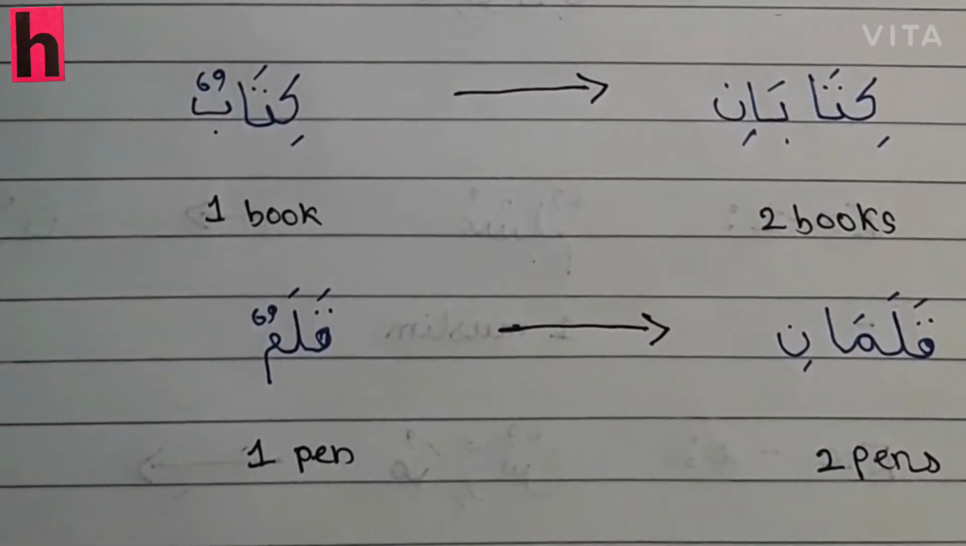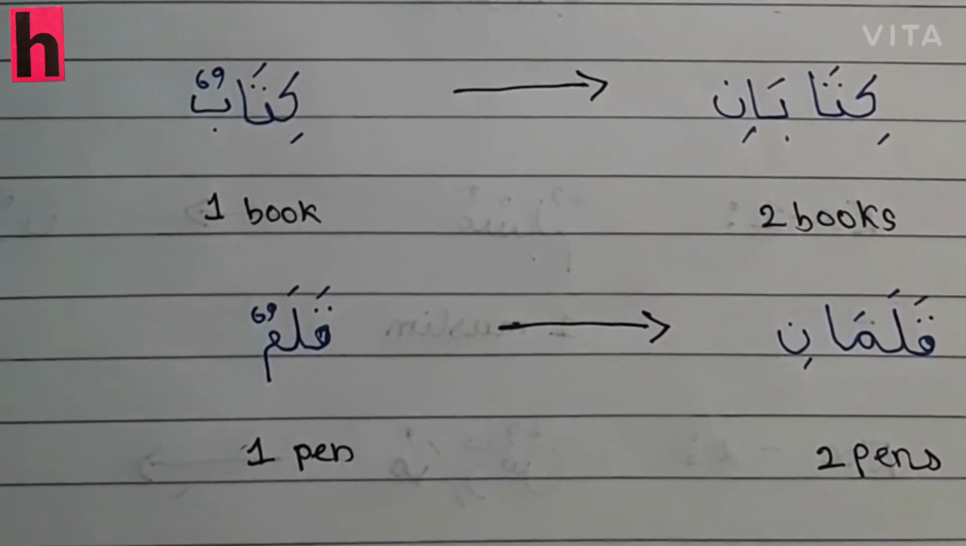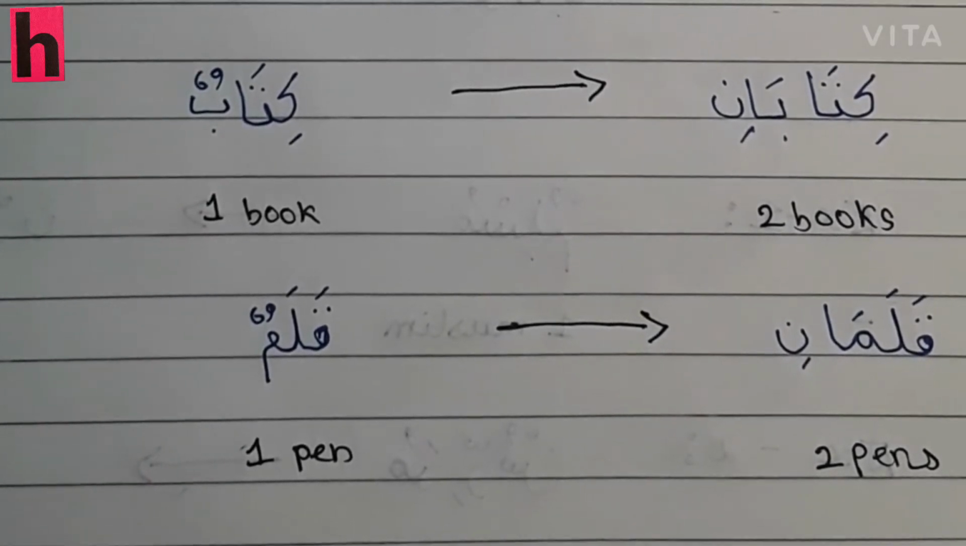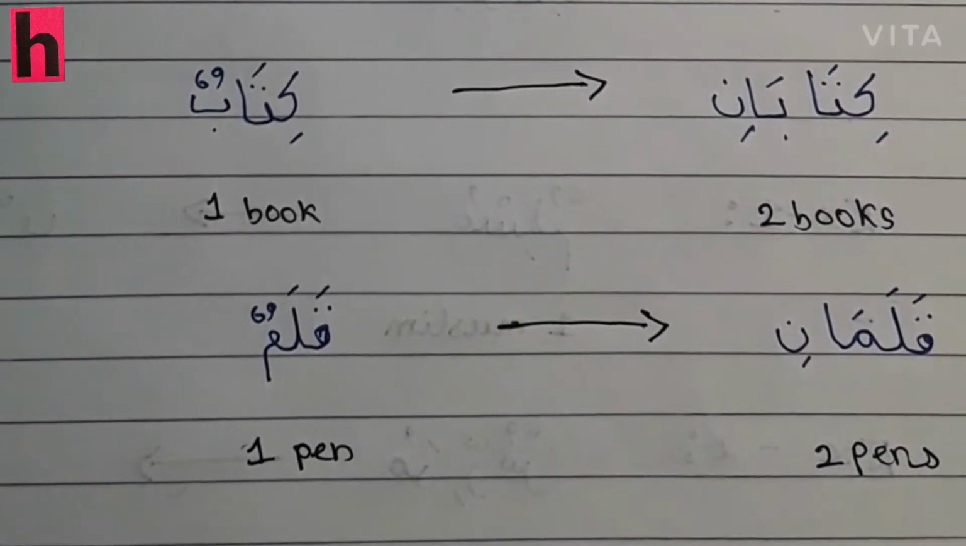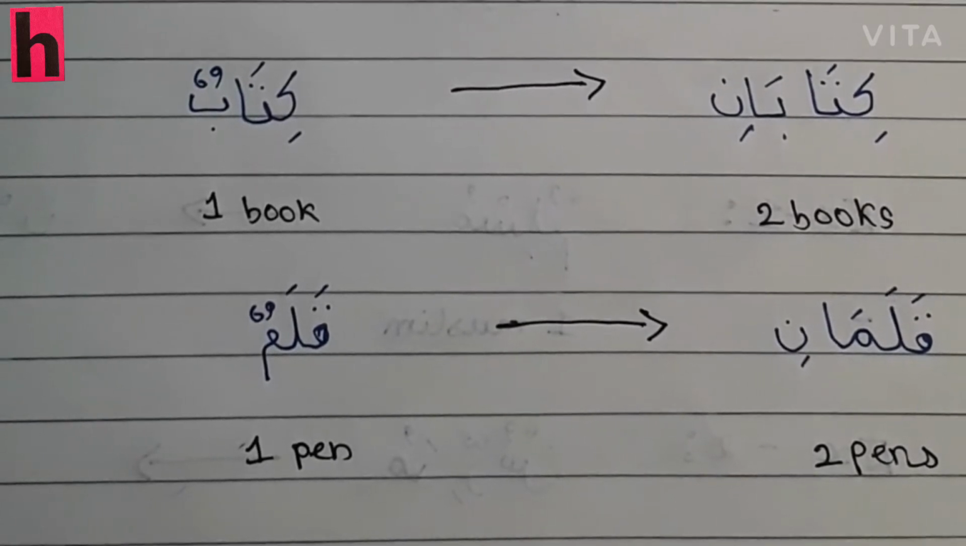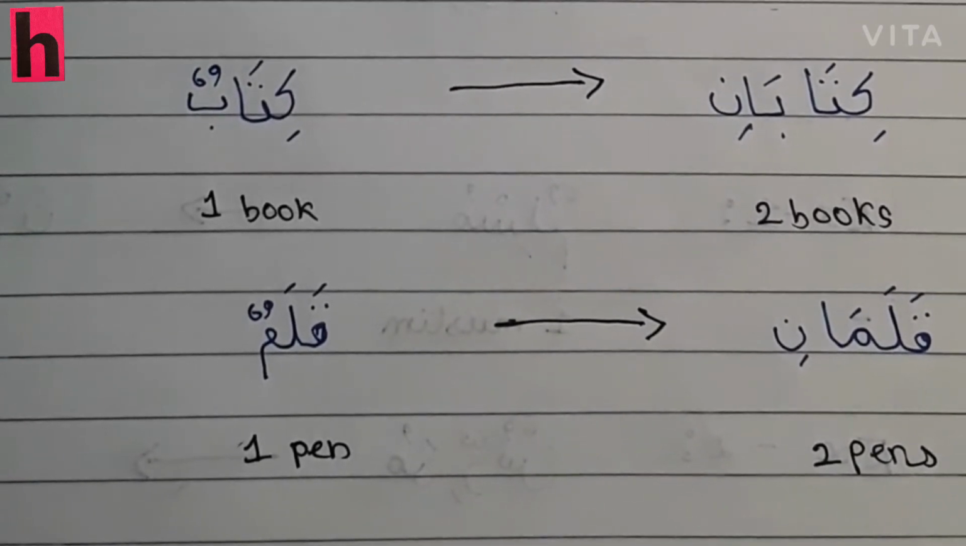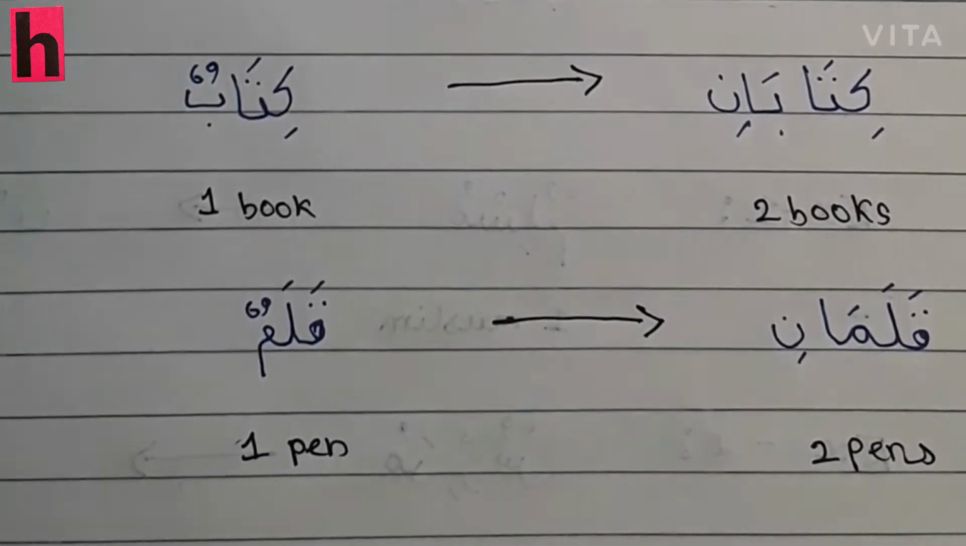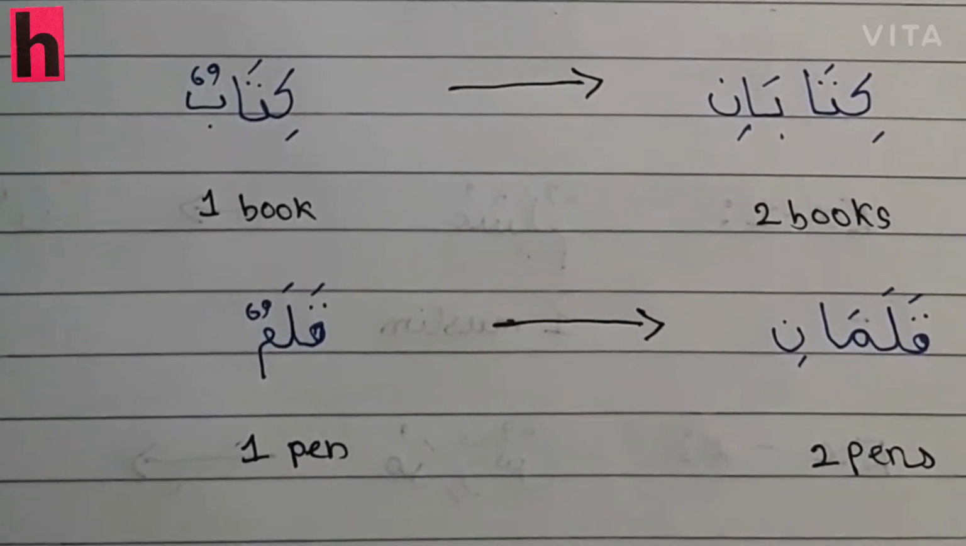In example number 2, qalamun is given. Qalamun means one pen. To change it into dual form, you add alif noon. And qalamun becomes qalamani, meaning two pens. So as you saw in the picture, kitabun changes to kitabani. So that was one of the examples.